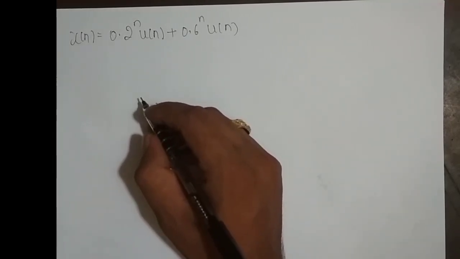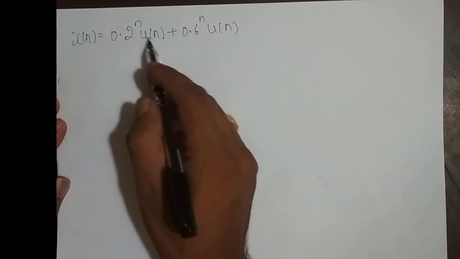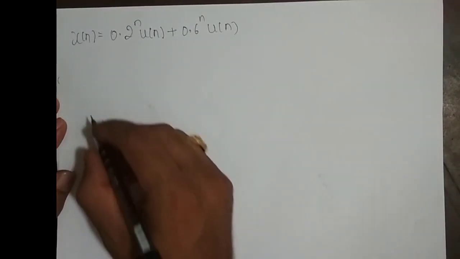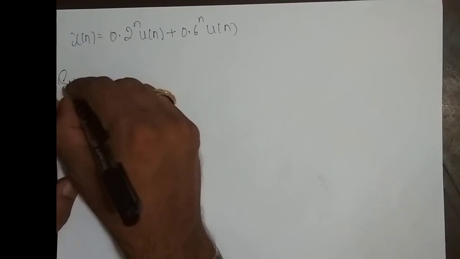Hey guys, we shall take a few more problems on Z transform and ROC. The sequence is x of n is 0.2 power n u of n plus 0.6 power n u of n. We shall try to solve this problem. Solution.